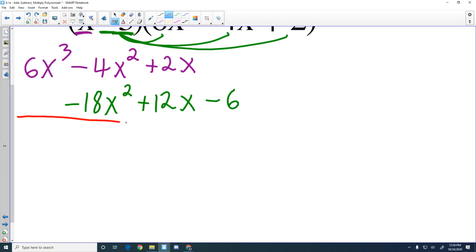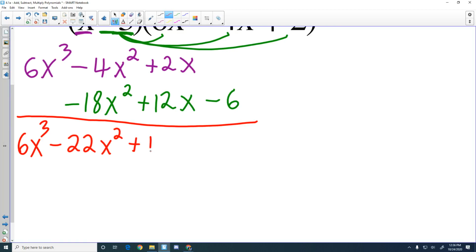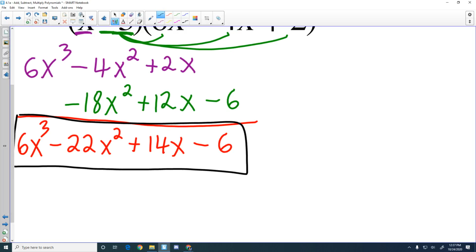So after you distributed everything from that first polynomial, I've now got this nice, easy addition problem. I'm just going to add up each column. First up, I've got this 6x cubed, and there are no other x cubeds, so it just comes along for the ride. You just drop it down. Next, I have negative 4x squared and a negative 18x squared, which is a total of negative 22x squareds. Now the x's, 2x plus 12x is 14x. And finally, that last term, that negative 6, there are no other constants. So that is just our last constant. We drop it down there all by itself. And that's pretty much it.